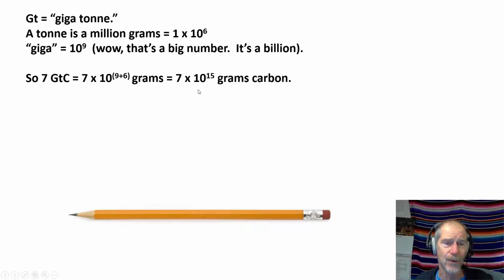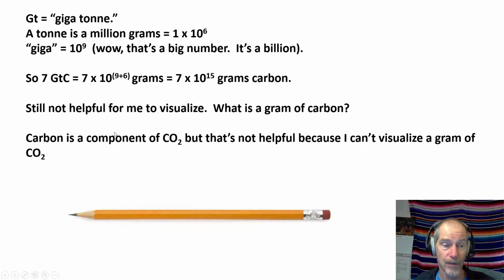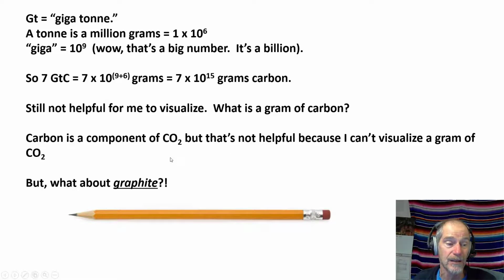All right, so I still don't know what the heck 7 times 10 to the 15 grams of carbon is. I have no idea. That's not helpful for me to visualize what's going on. What is a gram of carbon? Well, carbon, I hope you know, is a component of CO2. When you're actually doing calculations like this, you have to look at what you're given. If they're talking about CO2 versus carbon, those have different numbers associated with them. I won't go into that now. Anyway, it's not helpful to me to know that carbon is a component of CO2, because I can't visualize a gram of CO2 either. So what can I do?